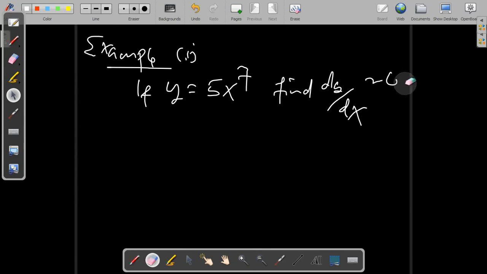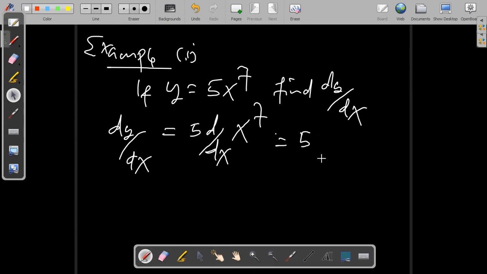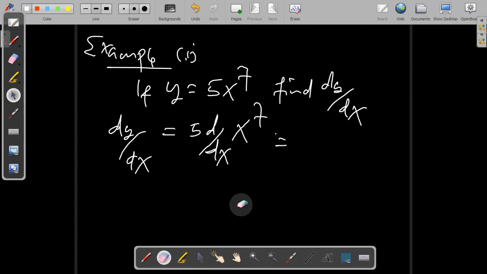So how do we solve this kind of equation? The solution will be dy over dx is equal to 5 times d over dx of x raised to the power of 7. This is like to say we take out the 7, times 5, then x raised to the power of 6.